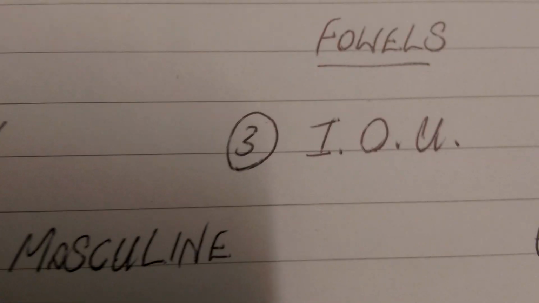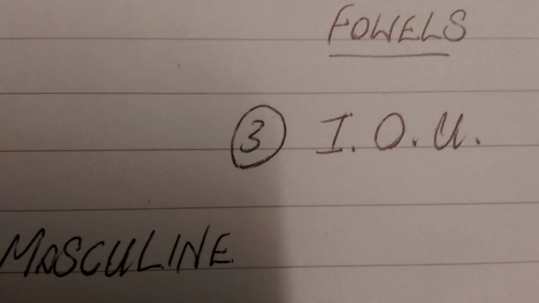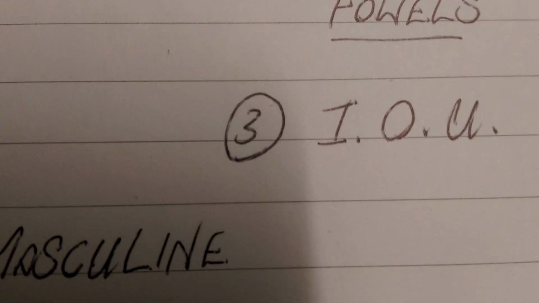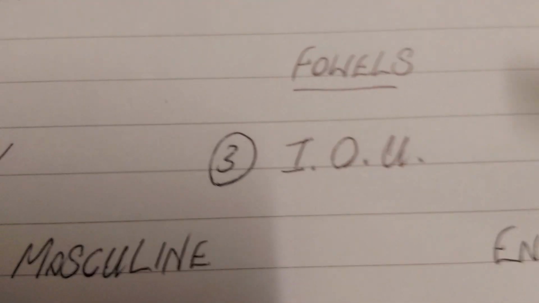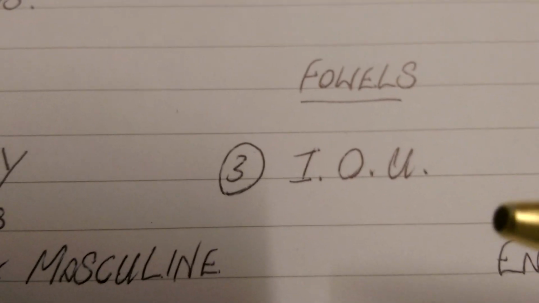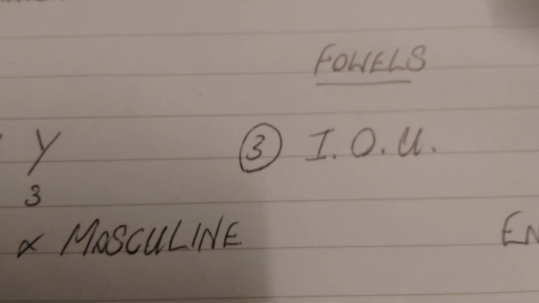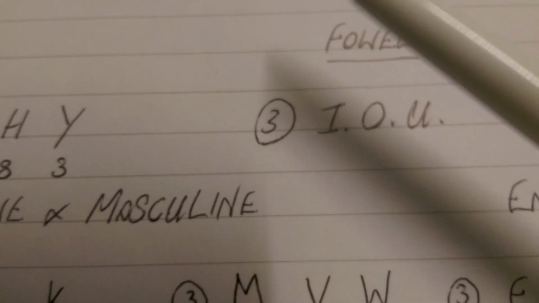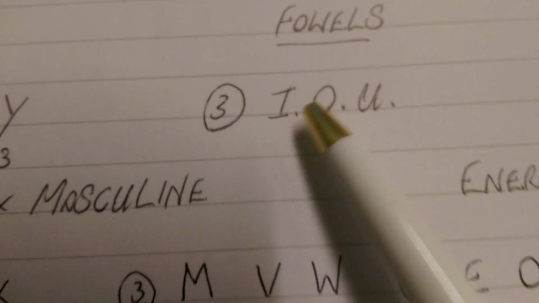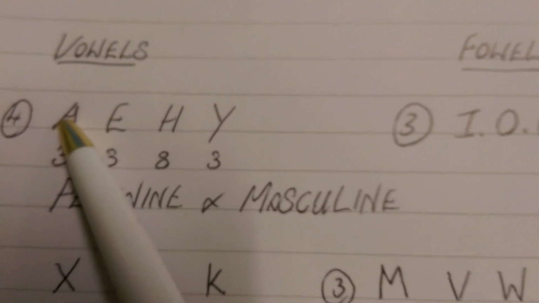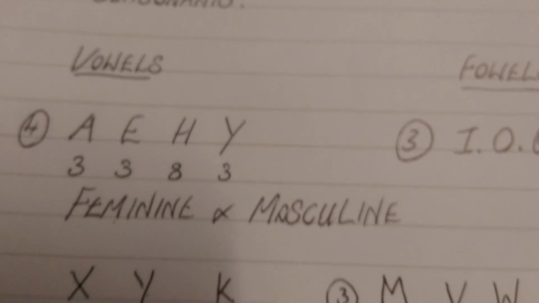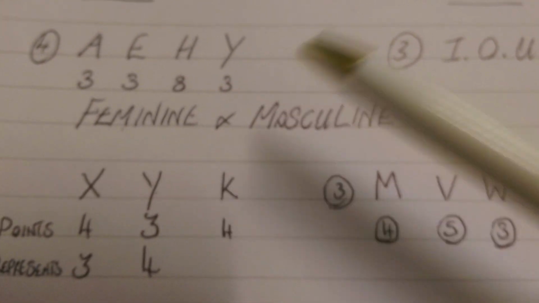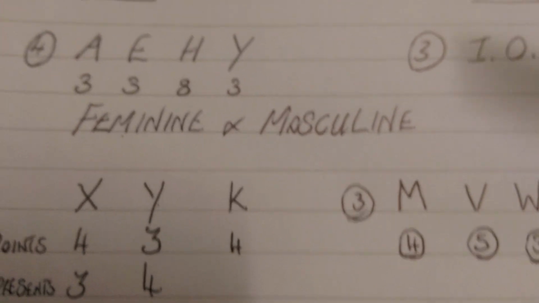I mean, how many of your friends have you spoken to who say, oh, I'd love to go there on holiday, but I can't afford it, or I can't afford to replace the car, or whatever it happens to be, even the superficial material things in this world. So our next group: you've got the 3 there, the IOU, and the 4 original vowels, the A, E, H and Y. Now we've got another group here, the feminine and the masculine.